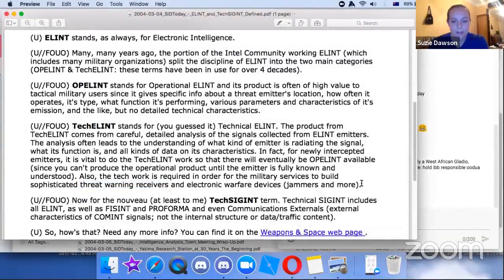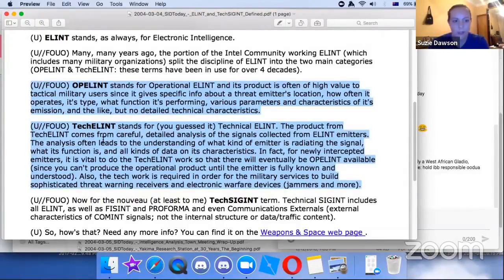This is interesting, but it's more contextual to what we already know and what I've already written about. What it's doing is giving us the terminology: technical electronic intelligence being on the collection side, operational electronic intelligence being on the operational side.